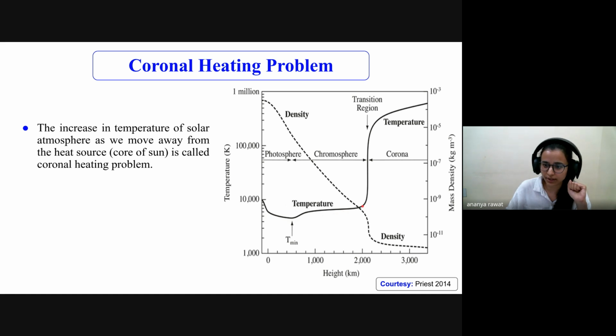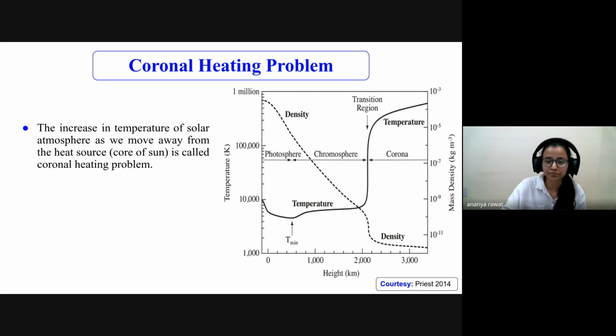Then from the chromosphere, it shoots up to about 1,000,000 Kelvin in the corona in just a small height. So this layer is known as the transition region, where there is a sudden change in the density and temperature. So here we can see that the temperature of the solar atmosphere starts rising from the chromosphere itself. So the lower atmosphere is playing a very major role in the heating of the solar corona.